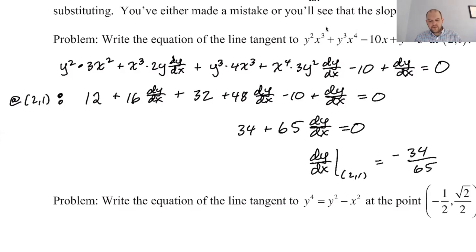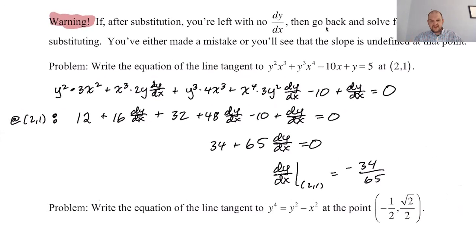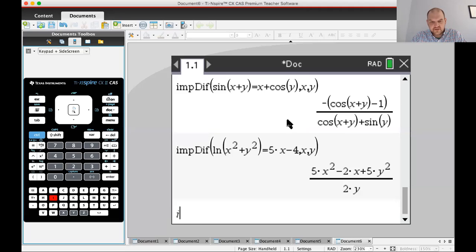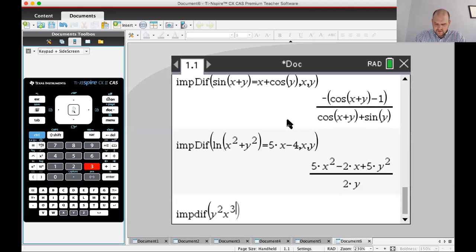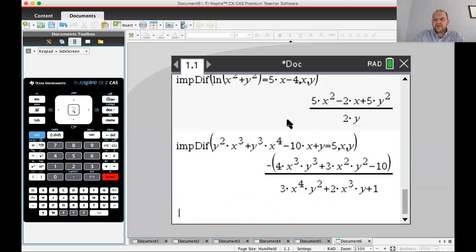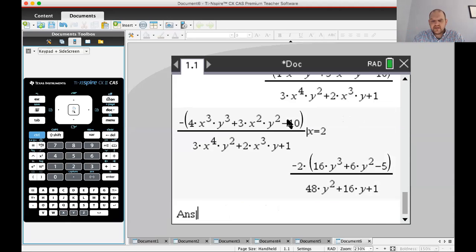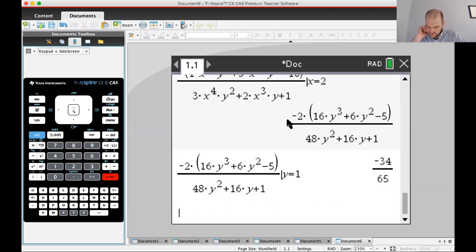And that wasn't that bad, right? If we had first solved for dy dx, it would have been a little worse. Let's see what the calculator tells us is happening here. So I want to do implicit differentiation, y squared x cubed plus y cubed x to the 4th minus 10x plus y equals 5, x comma y. And so that's what we would have gotten. So such that x equals 2, such that y equals 1, negative 34 over 65.